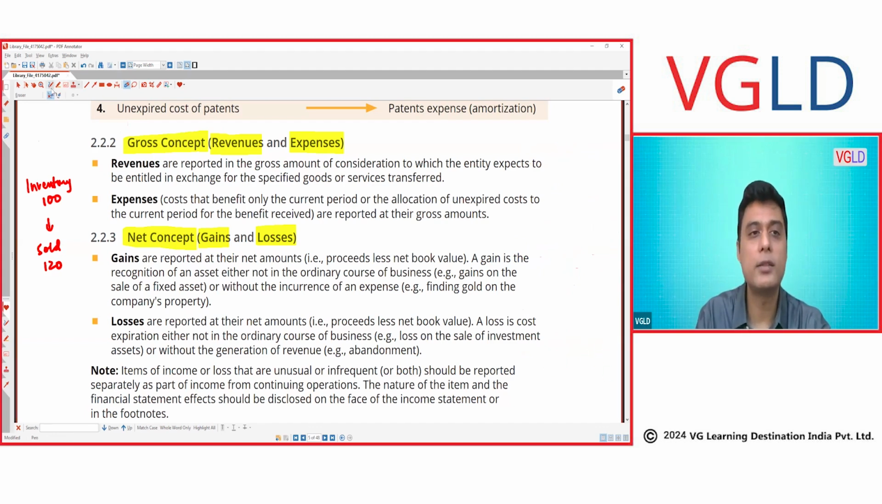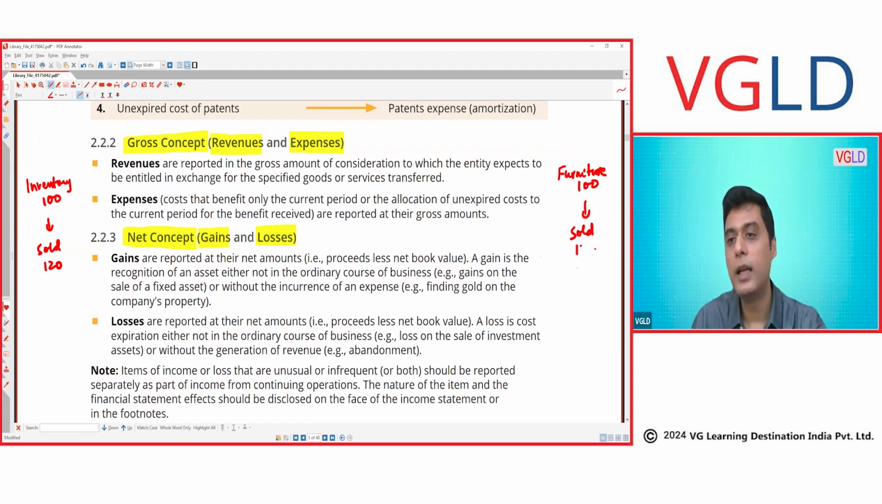What is the net concept? Net concept is, if I have a piece of furniture at $100, and I sold it for $120, and furniture is not inventory for me. Inventory is, suppose, a pen. Pen is inventory for me, and I'm selling furniture. So furniture is property, plant, and equipment for me. So I'm selling this furniture for $120.